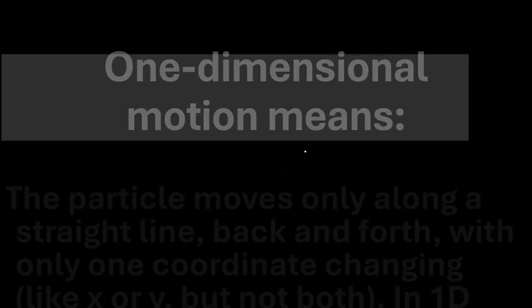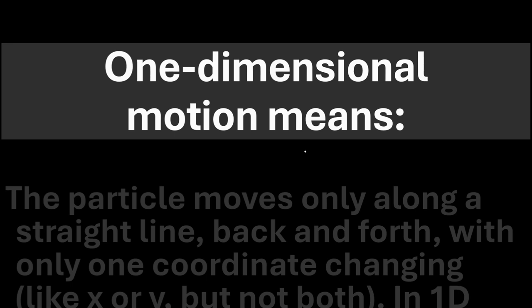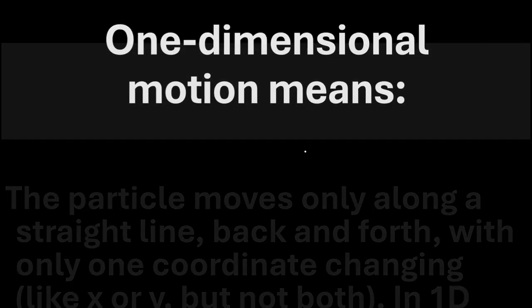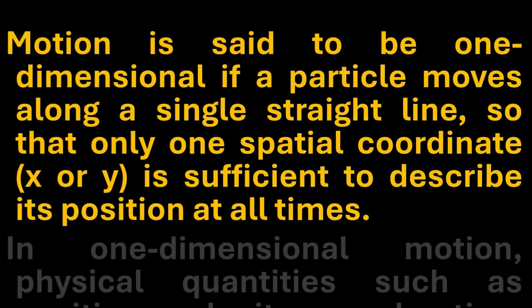So we've been given four graphs to find which is one-dimensional motion. So we first have to understand what one-dimensional motion is. A motion is said to be one-dimensional if a particle moves along a single straight line so that only one spatial coordinate is sufficient to describe its position at all times, either along x or along y.